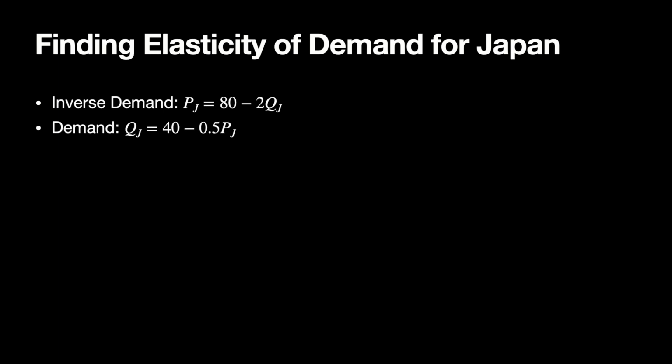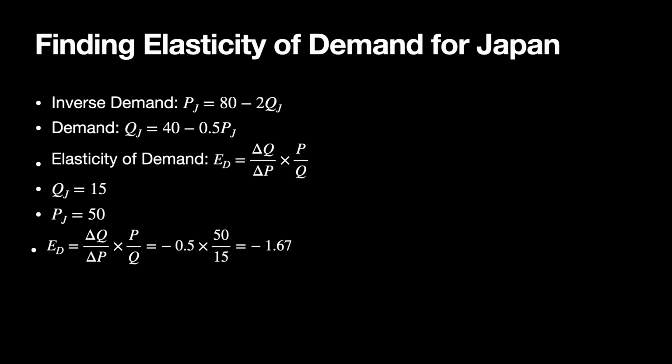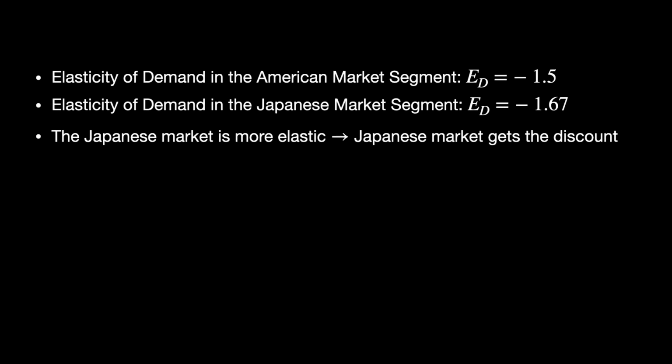Now let's do the elasticity calculations for the Japanese market. Solving for the inverse demand function for Q gives us a demand function with negative 0.5 as the slope coefficient on P. This is the change in Q over the change in P in the elasticity of demand equation. Using the price and quantity solved for earlier, we get that the price elasticity of demand in the Japanese market is negative 1.67. So we find that the price elasticity of demand in the Japanese market is more elastic, so the Japanese market will get the price discount.